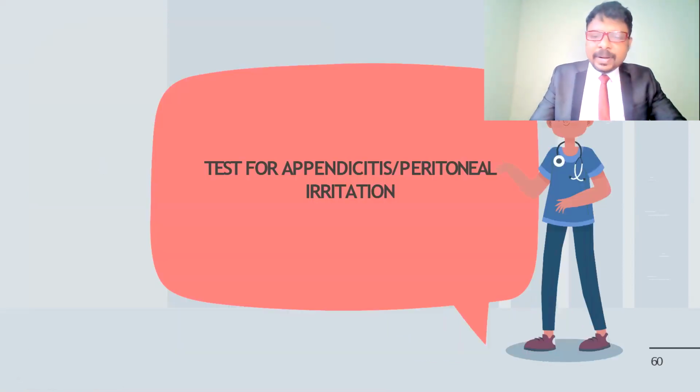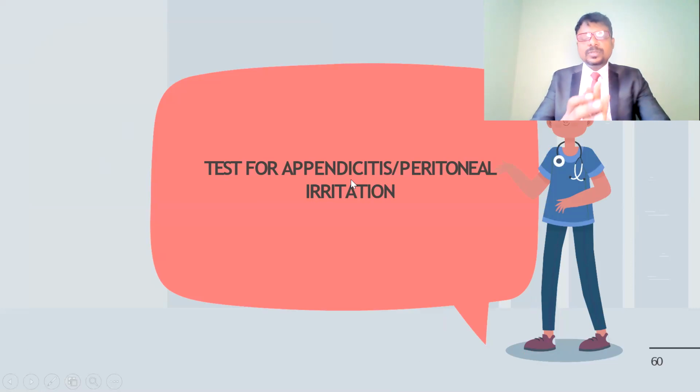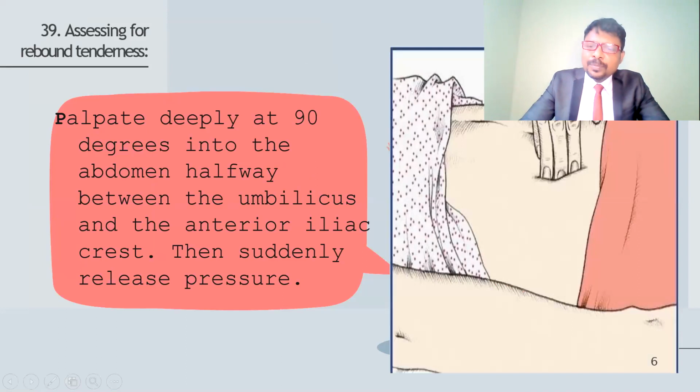And also the test for appendicitis or peritoneal irritation. Appendicitis means inflammation of the appendix, or any peritoneal irritation, obstruction, or inflammation. So these things we have to palpate in the appendix region, in the right inguinal region, above the suprapubic region. Palpate deeply at 90 degrees into the abdomen, halfway between the umbilicus and the anterior iliac crest. This is the anterior iliac crest, the hip bone, and in between it and the umbilicus is exactly where we have to palpate.